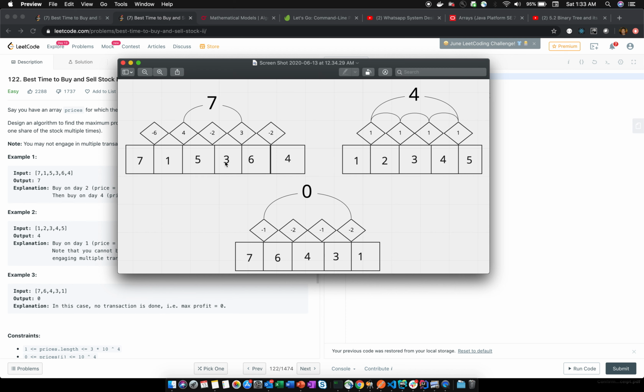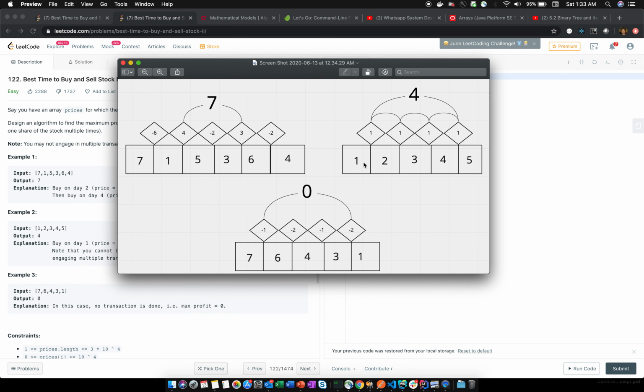And similarly there is a reduction of the price, so it's a sign of buying again. And then the difference between 6 and 3 is positive, 3, which is again a sign of selling it. Let's go to the second example.